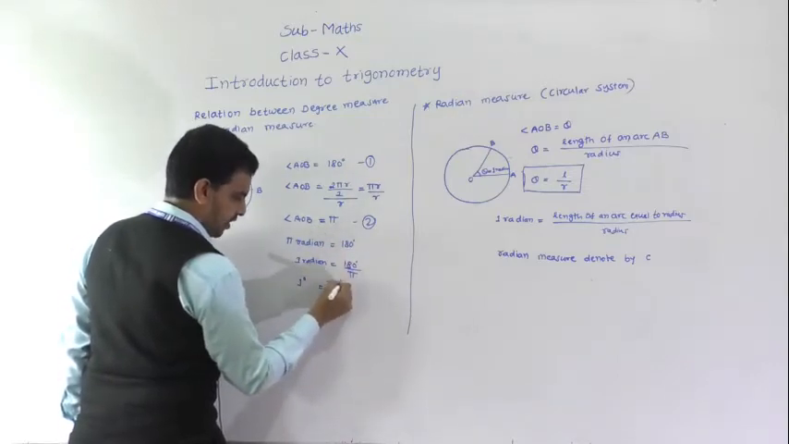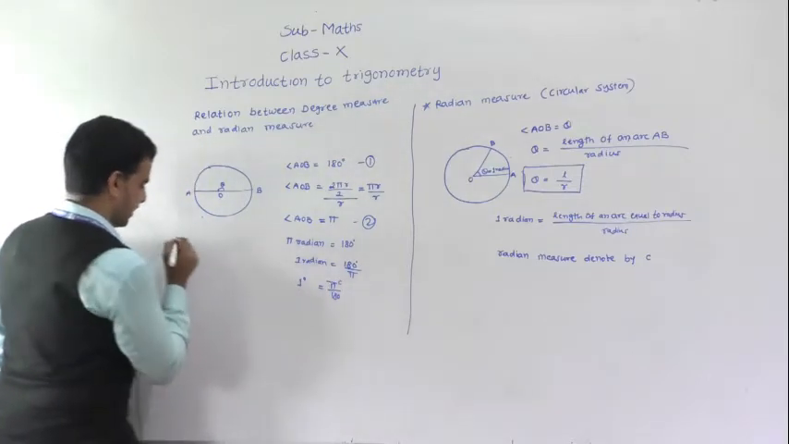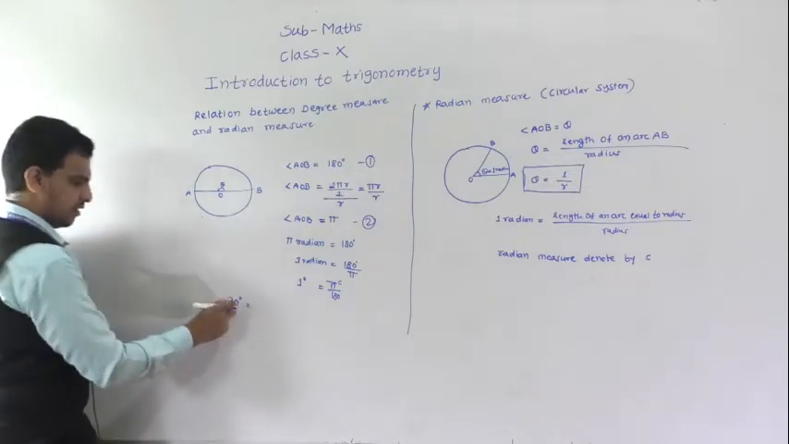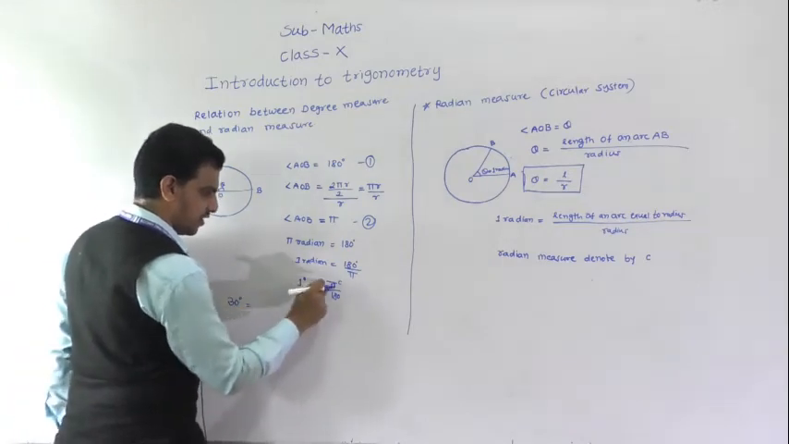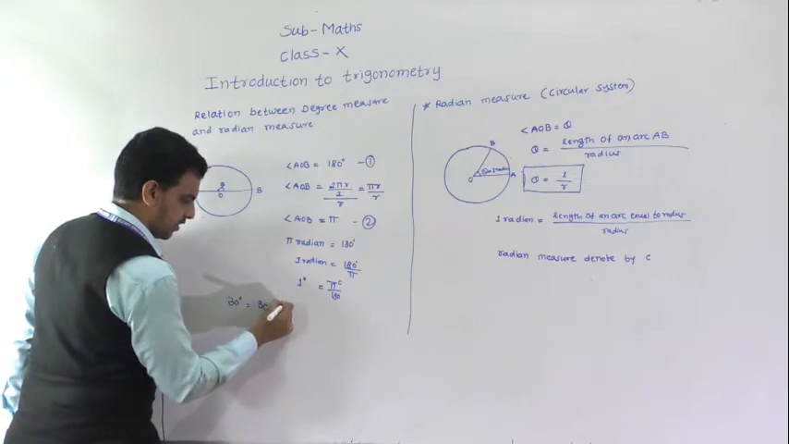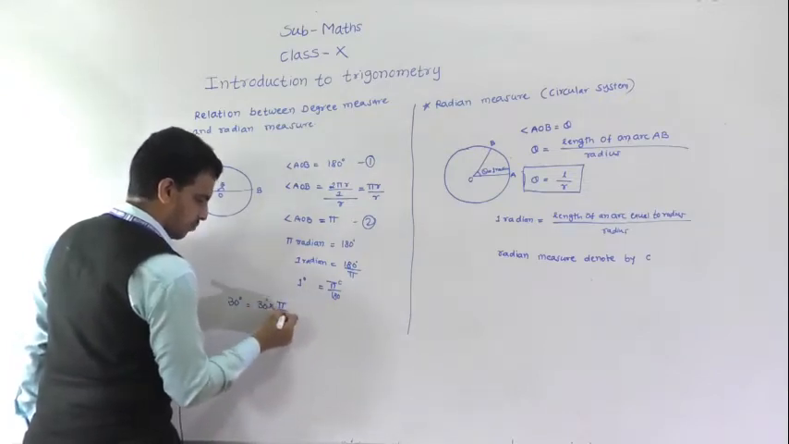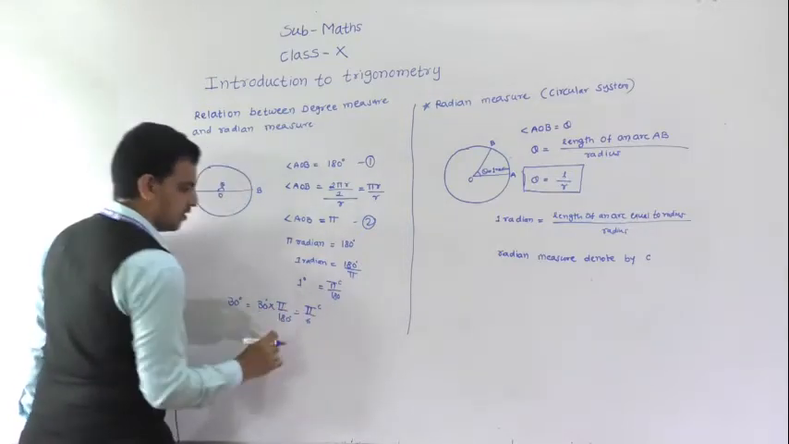Radian we denote as C. Suppose a 30 degree angle is there, and we have to convert it into radian. To convert degree into radian, multiply by pi upon 180. So 30 degree into pi upon 180 degree is pi by 6, and this is in radian.